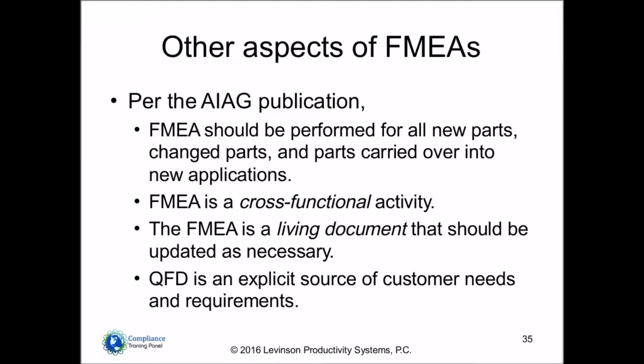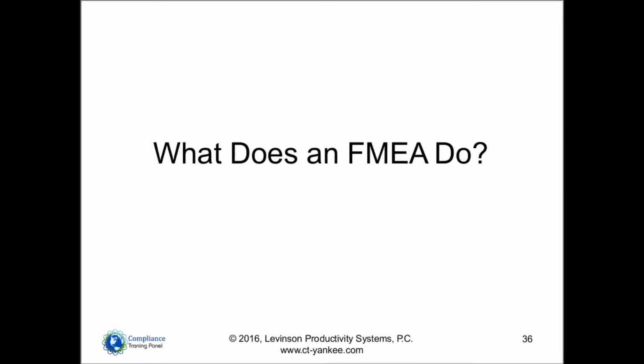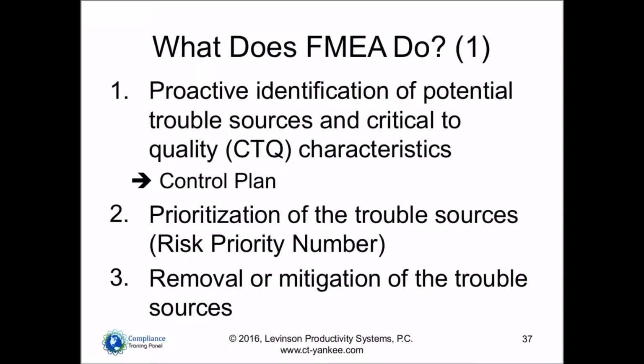Other aspects: that first bullet again ties back into management of change, where anytime you change anything by having a new part, a change in the part design, or existing parts carried over into new applications, that's a management of change issue, and it requires attention. Okay, what does an FMEA do? Proactive identification of potential trouble sources and critical to quality characteristics, which in turn dictates the control plan. It prioritizes the trouble sources through the risk priority number and removes or mitigates the trouble sources.